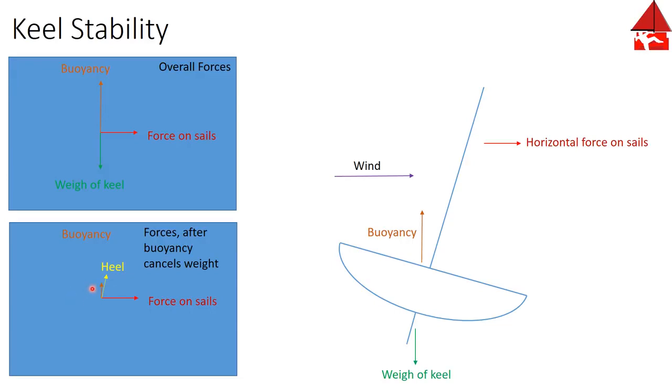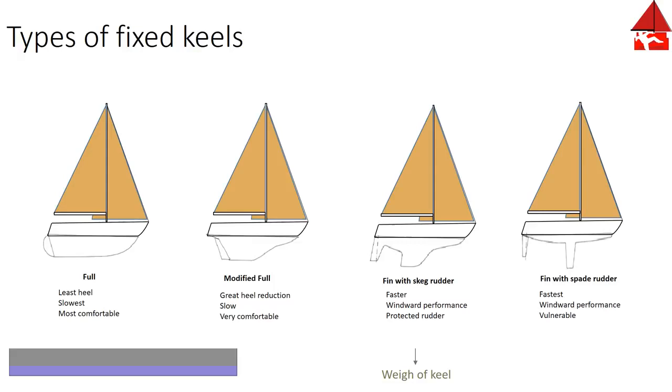You always have positive buoyancy, and down at the bottom you can see, after you use the buoyancy force to cancel out the weight, what your heel angle would look like. The heavier the keel, the more force you have for that downward angle, and the less heel you're going to have. The inverse is also true, of course. The lighter the keel, the less counteracting force you have.